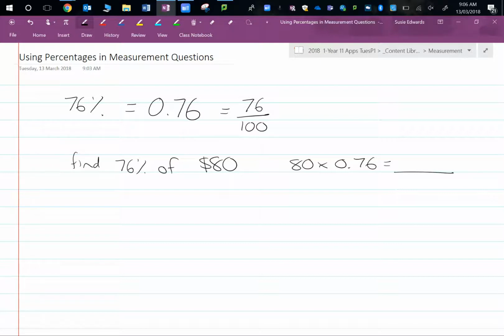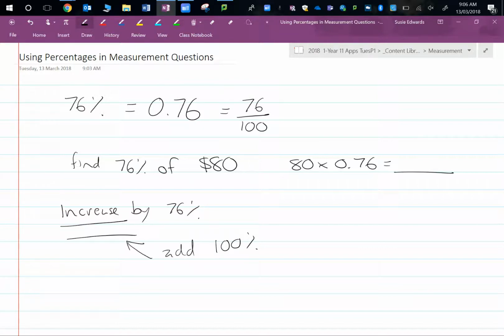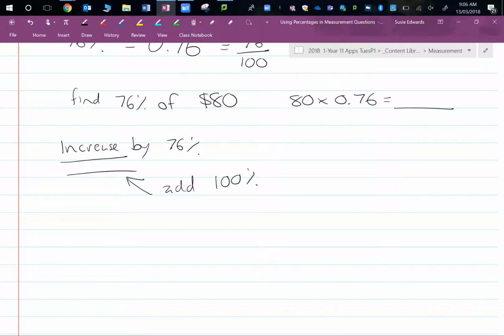What if it said increase by 76%? What does that mean if I said increase something by 76%? We have to have the amount with 76% plus what we started with. So if it says increase, the word increase means we have to add 100% to what we're multiplying by. So if we said increase by 76%, we'd be saying 80 times by 1.76.